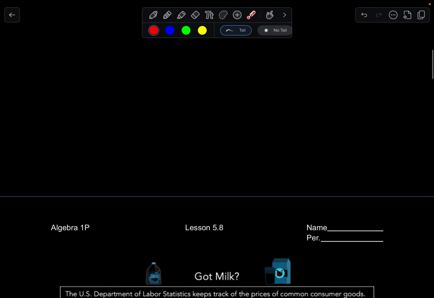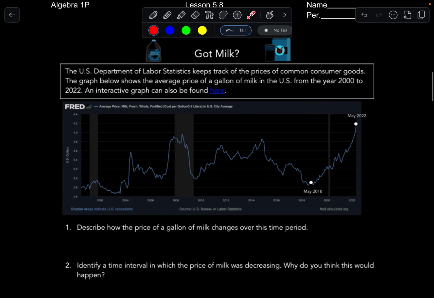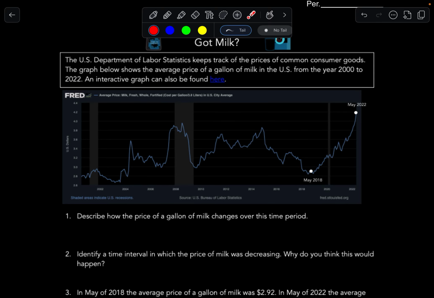All right, so now, the U.S. Department of Labor Statistics keeps track of the prices of common consumer goods. The graph shows the average price of a gallon of milk in the U.S. from the year 2000 to the year 2022. An interactive graph can also be found here. The link does not work, so don't worry about it.